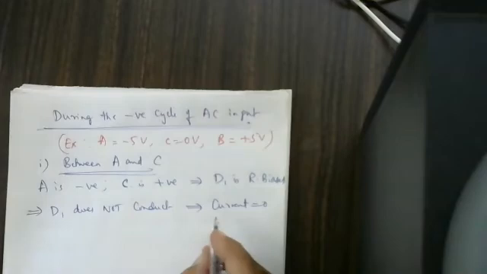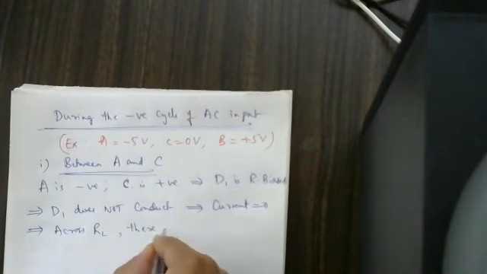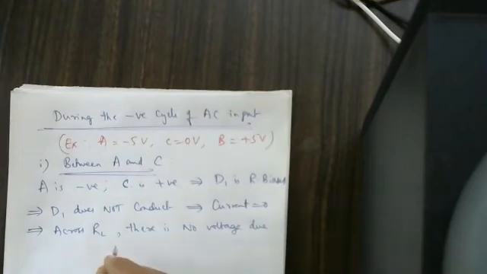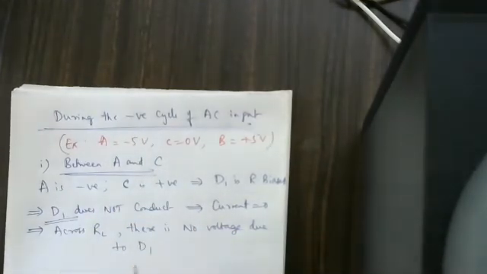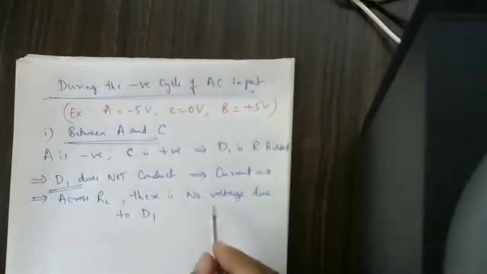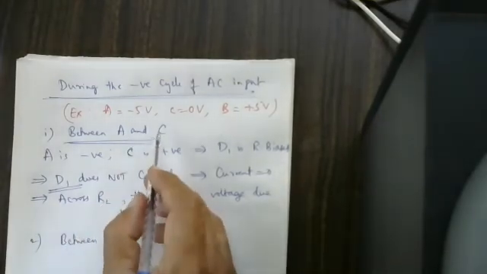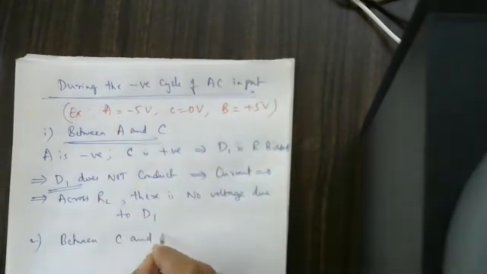As the current is equal to 0, I can write here that across RL there is no voltage. Due to which one? Due to D1 only. But what is happening with D2, we had to write. Point number 2. Between A and C is over. Now between C and B. What is happening here?